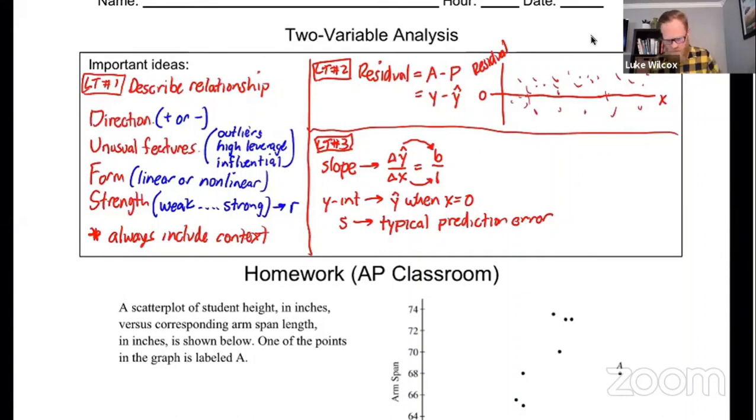And then finally, the last one that we talked about is interpreting R squared, which is the percent of the variability of y, although you'd use the context of whatever that variable is, explained by the LSRL with x equal to, and you would indicate whatever the explanatory variable was there.